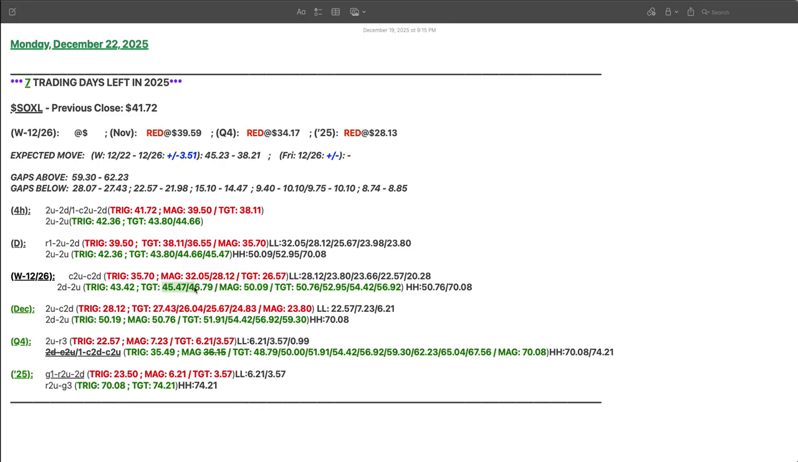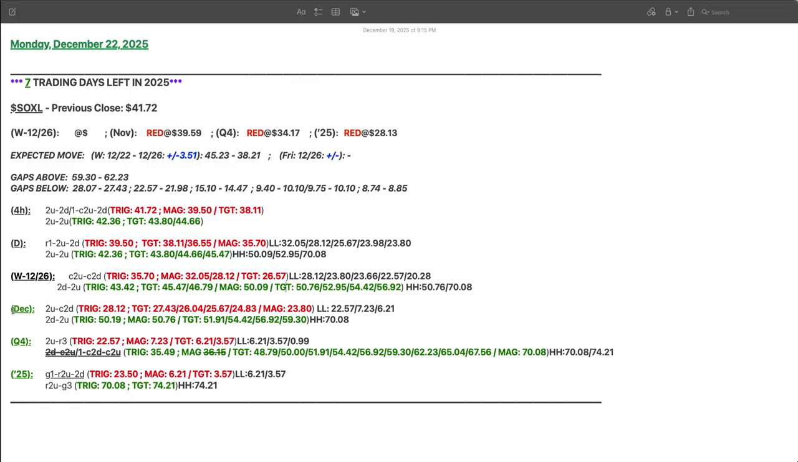So I do have intermediate targets here at 45.47 and 46.79. Remember that 46.79 is the 2024's 50% level. That's been such a major resistance support level for us. So that could turn us back or move us sideways before we actually reach magnitude of that 2 down, 2 up. If we do reach magnitude of the 2 down, 2 up, we've got some extended targets there. Again, that would be a huge move on a shortened holiday week. I don't really expect that to happen, but we put them out there in case.